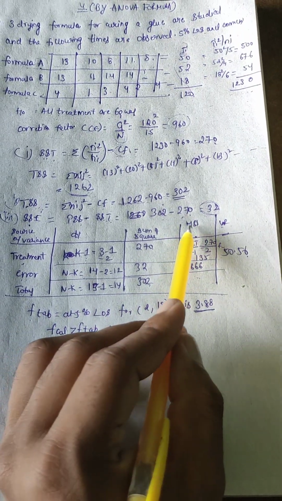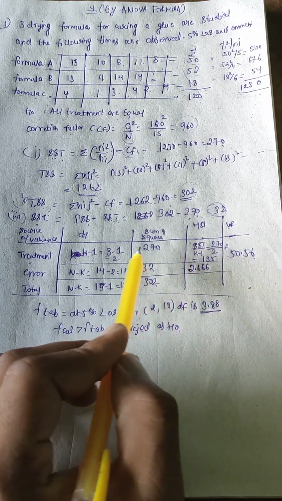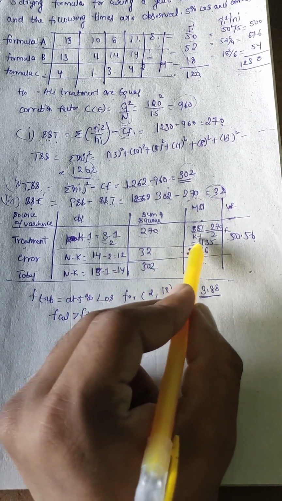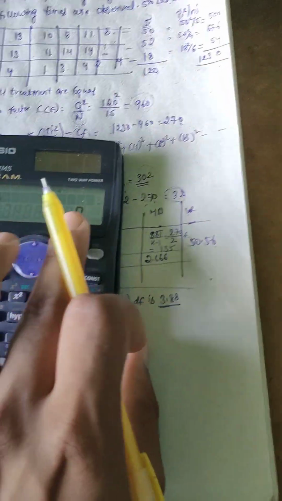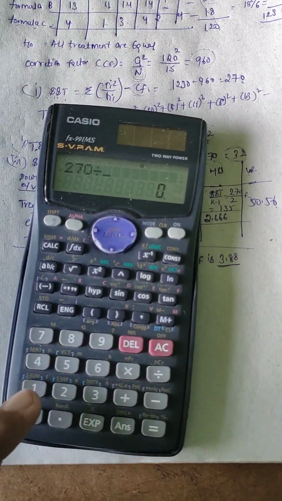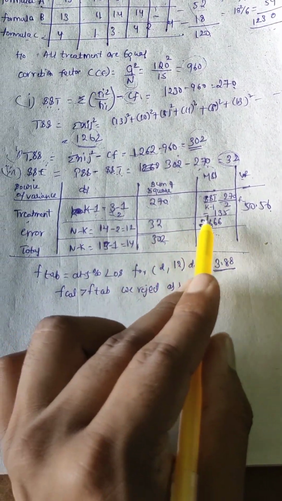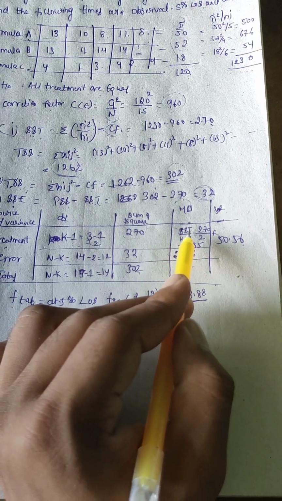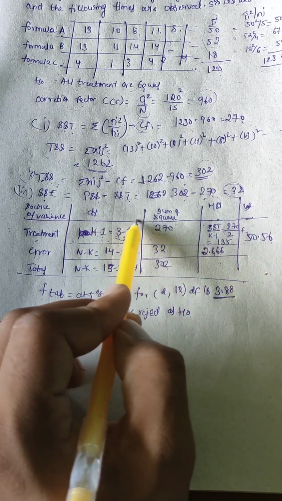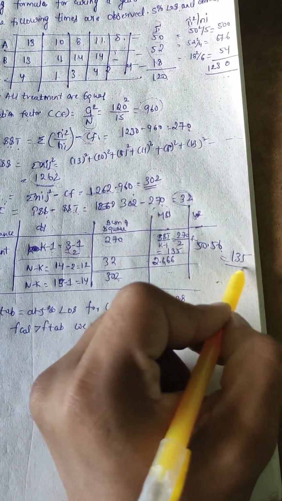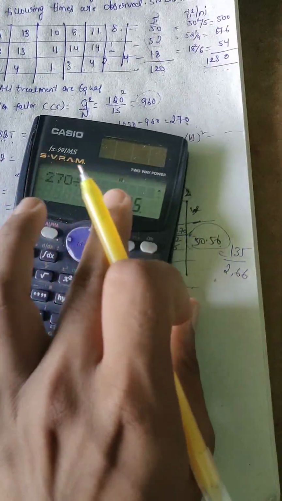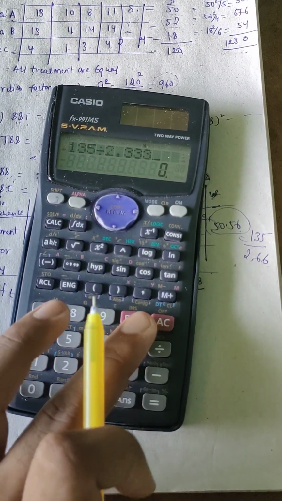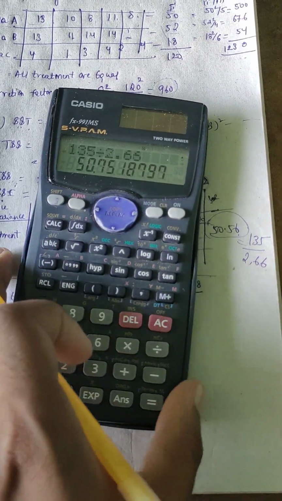Then we form the MSS, the mean sum of squares. The formula for treatment is the sum of squares of treatment divided by k minus 1, so 270 divided by 2, we get 135. For error, 32 divided by 12, we get 2.66. The F value is the mean sum of squares of treatment divided by that of error, so 135 divided by 2.66, we get the value of 50.56.